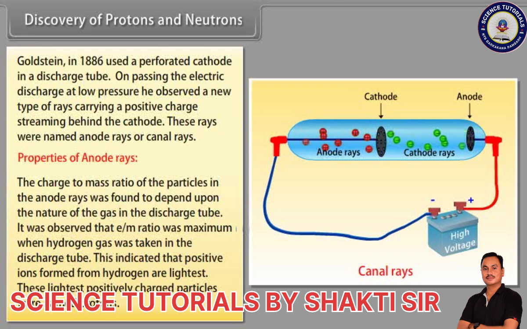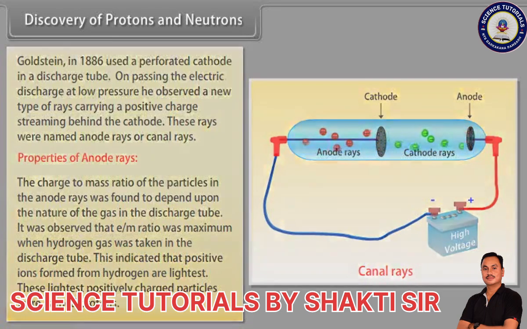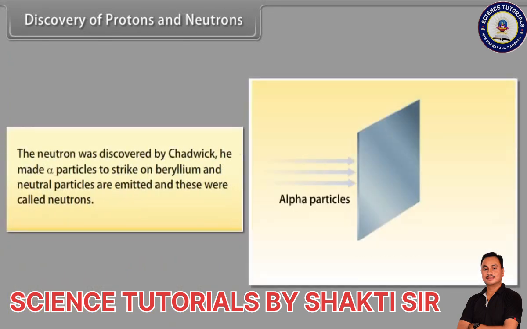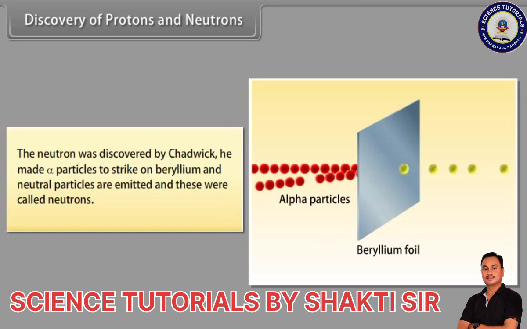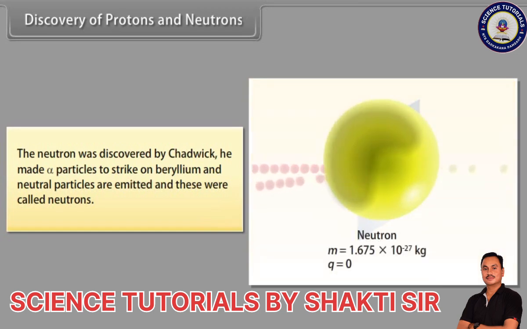It was observed that the e/m ratio was maximum when hydrogen gas was taken in the discharge tube. This indicated that the positive ions formed from hydrogen are lightest. These lightest positively charged particles were named protons. The neutron was discovered by Chadwick. He made alpha particles strike on beryllium, and neutral particles are emitted, and these were called neutrons.